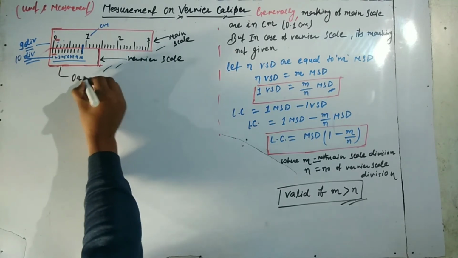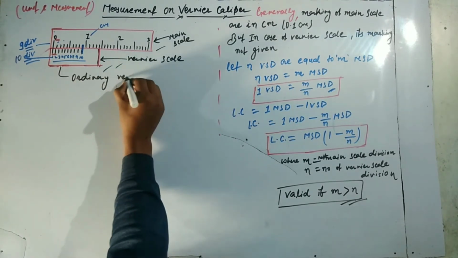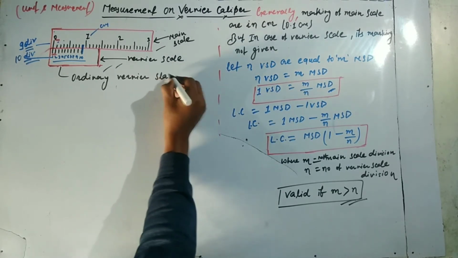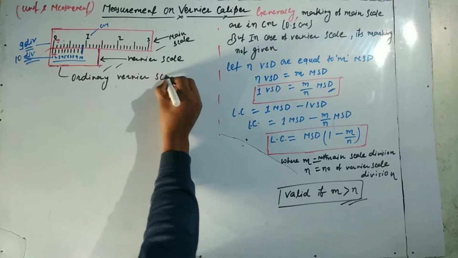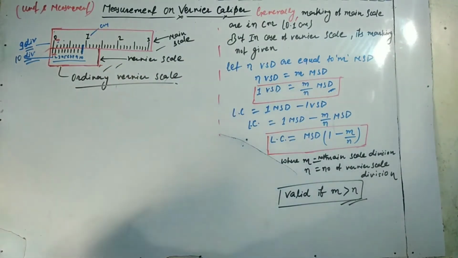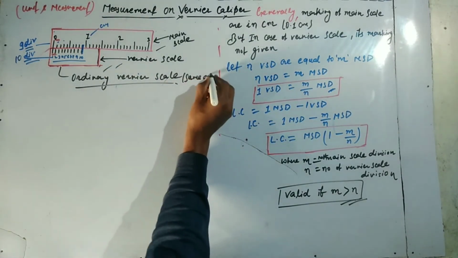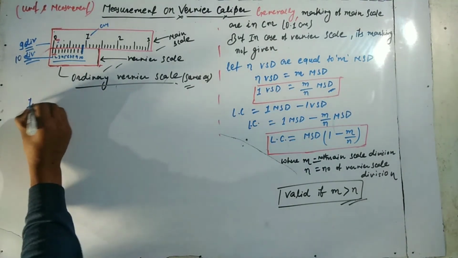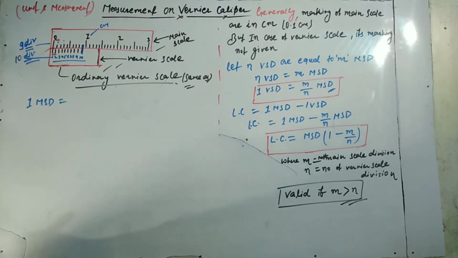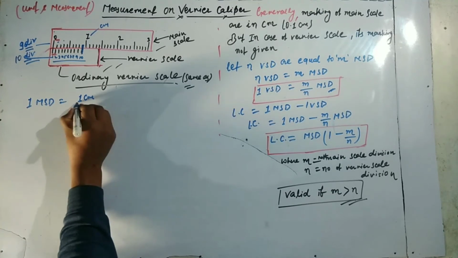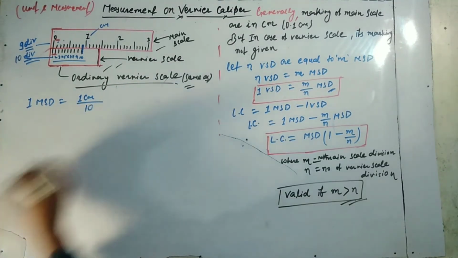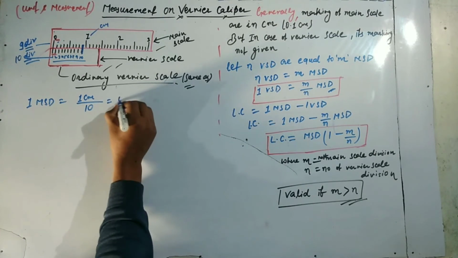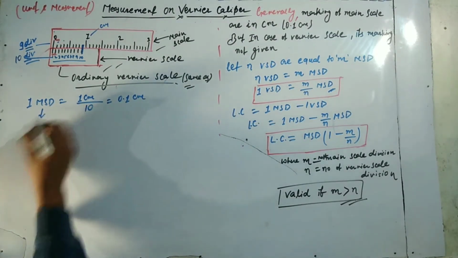Now we apply the relation to an ordinary vernier scale, and this least count will be found. Here 1 MSD equals 1 cm by 10. It is generally so in 95% of cases. So 1 MSD equals 1 cm divided by 10 divisions, which equals 0.1 cm.